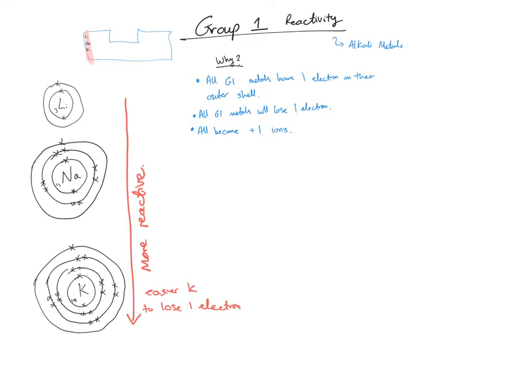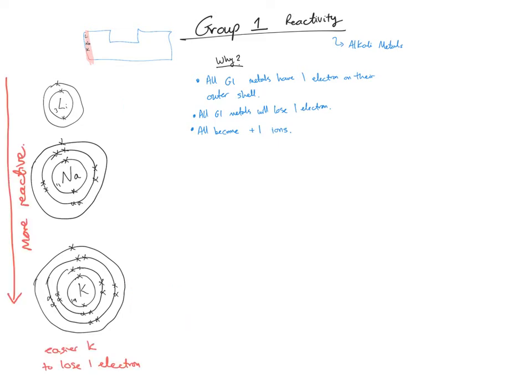So we're now going to examine why it's easier for potassium to lose the electron. Electrons are negative. In the nucleus of an atom, we have more positives, because in the nucleus we've got protons, which are positive, and neutrons, which are neutral. So the negative electrons are attracted to the nucleus of the atom.